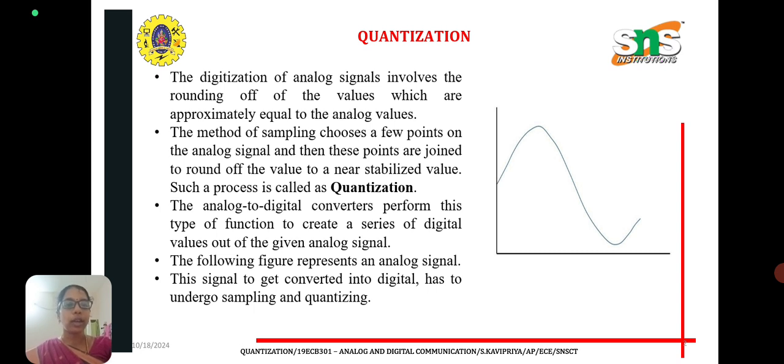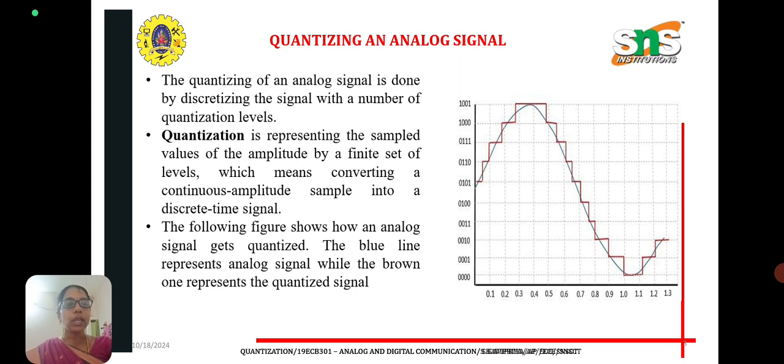Analog to digital converters perform this function to create a series of digital values out of the given analog signal. The figure shows an analog signal. This signal, to be converted to digital, has to undergo both sampling and quantizing. The quantizing of an analog signal is done by discretizing the signal with a number of quantization levels. Quantization is representing the sampled amplitude values by a finite set of values, which means converting a continuous amplitude signal into a discrete signal.